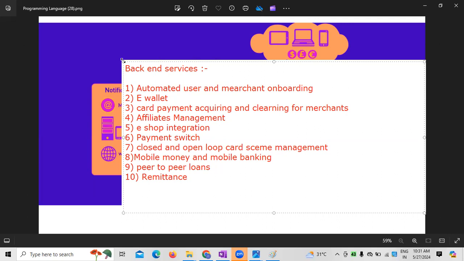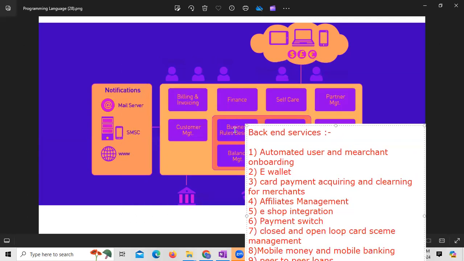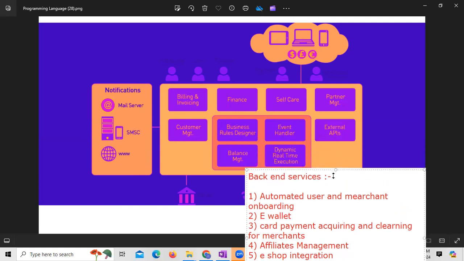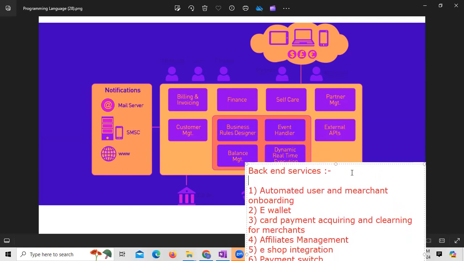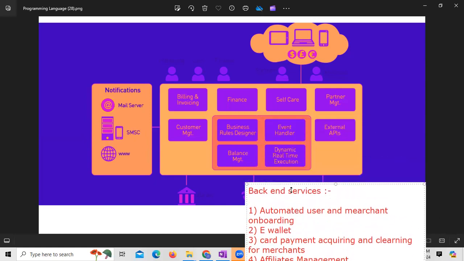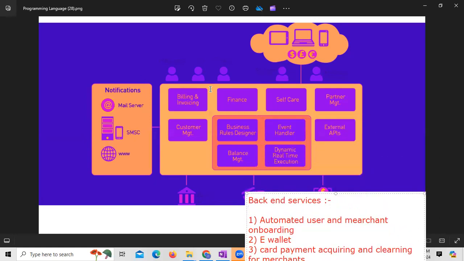So the kind of notifications we have, you can see the notifications over here, whether the mail server or SMSs. So these are all the backend areas where we have to focus more, such as billing and invoicing. This is where you can see the billing and invoices. So we have to create some billing and invoicing, or it can be financing, or self-care, partner management. For this, generally we can connect to the cloud environment and access the data.